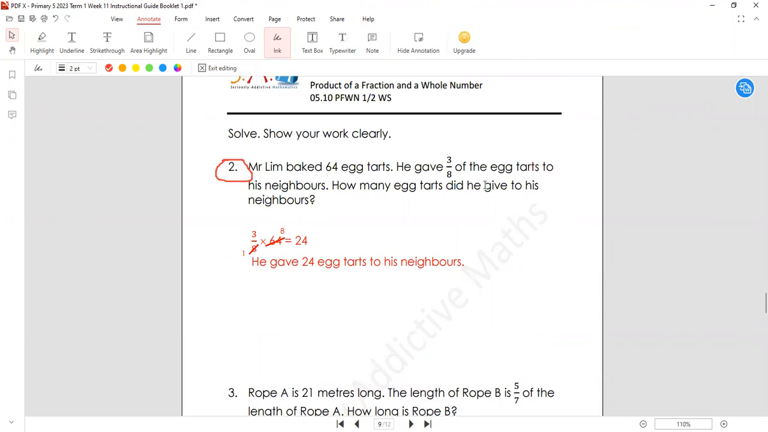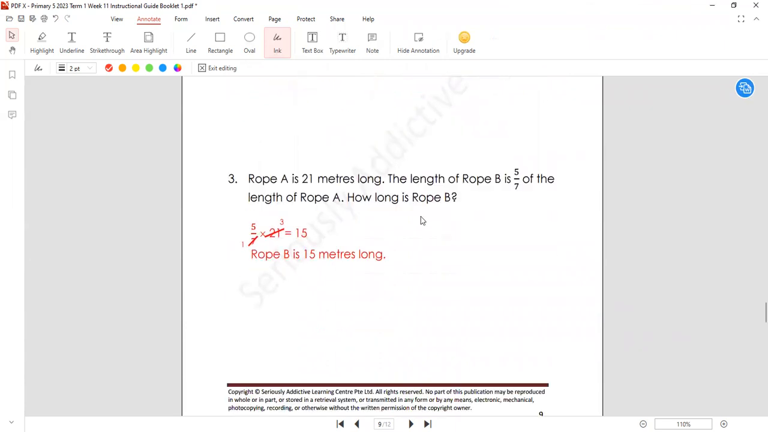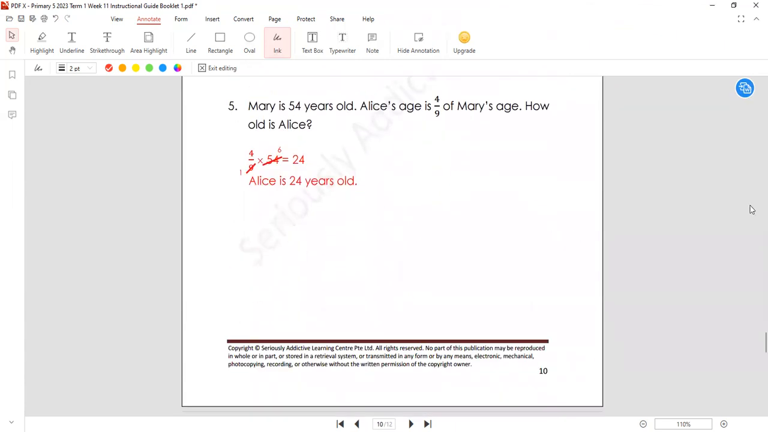So what about this? Mr. Lim baked 64 egg tarts. He gave 3 out of 8 of the egg tarts to his neighbor. How many egg tarts did he give? So 3 out of 8. Use this as an opportunity to remind them: of means multiply. So that means it's 3 out of 8 times 64. Then do the cancellation method and write the answer there.